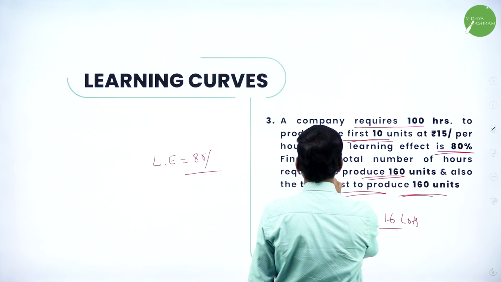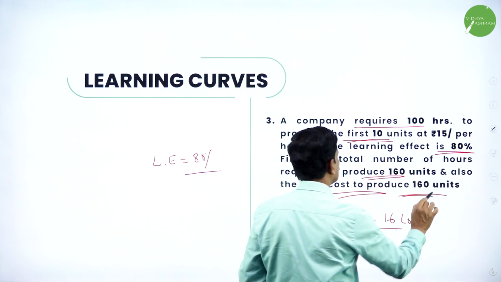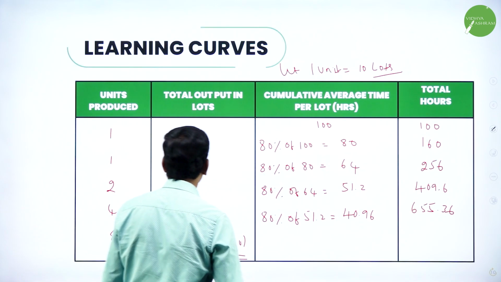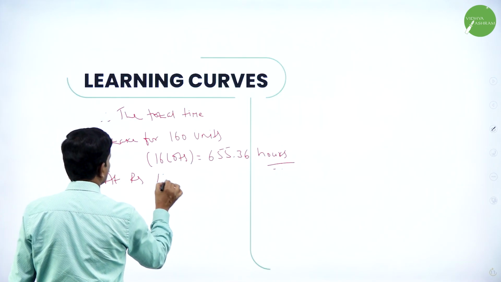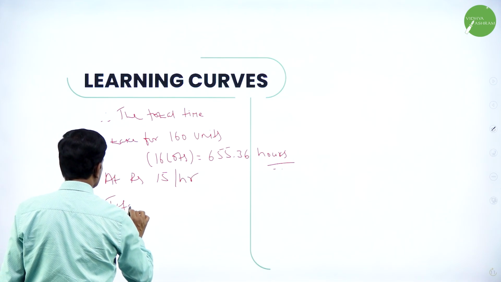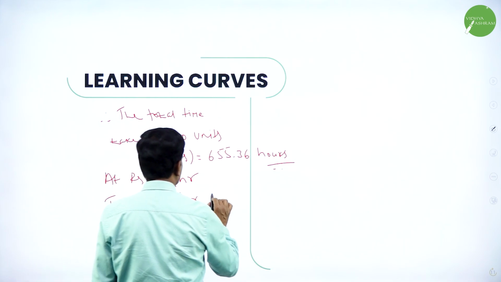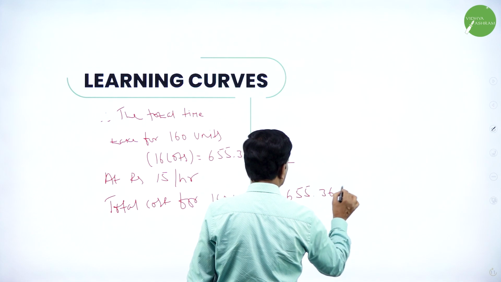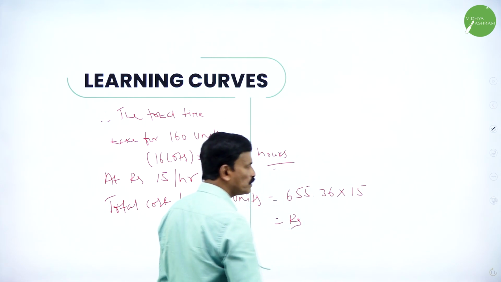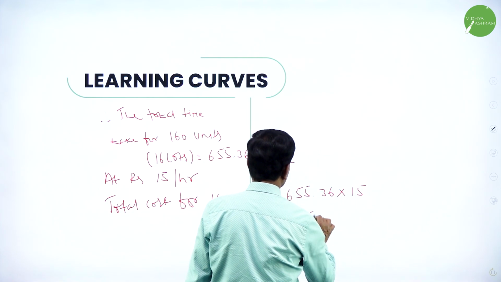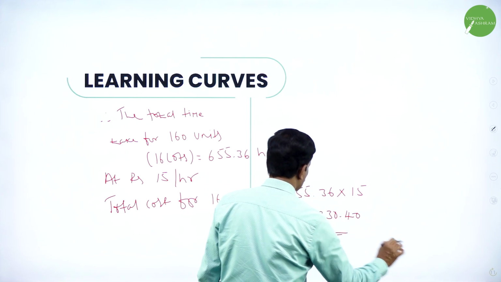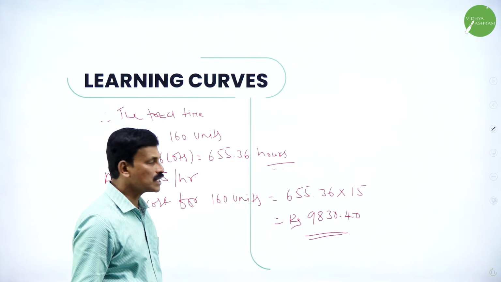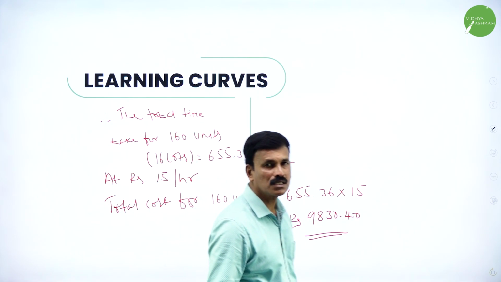Now, the first one: find the total number of hours required to produce 160 units. Then, also the total cost to produce 160 units at the rate of 15 per hour. Therefore, at rupees 15 per hour, the total cost for 160 units is equal to 655.36 into 15. Multiplying it, this is equal to 9,830.40. So, the total cost for 160 units or 16 lots is 9,830.40. That's it. Very simple. Hope you followed.